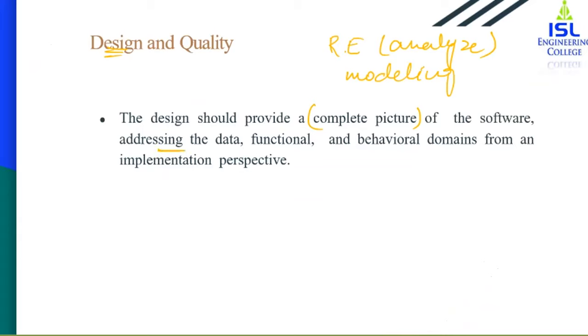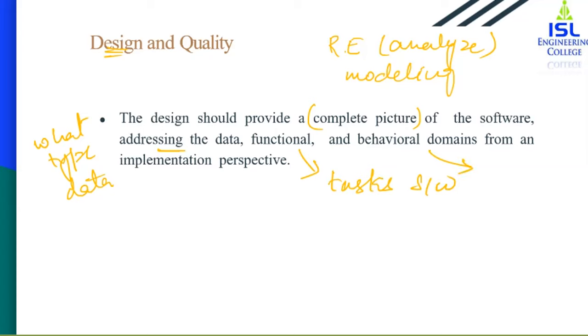That is addressing the data. What type of data you're using? You should have a clear picture. What are the different functions? You can say the different tasks that are performed by the software. Behavior means how the software is going to behave based upon a particular environment, or based upon an external environment. You're going to identify that. So this should have a complete picture from an implementation perspective, because after your design, you're going to go for the construction phase. That is why it should have a clear picture of all the different things.